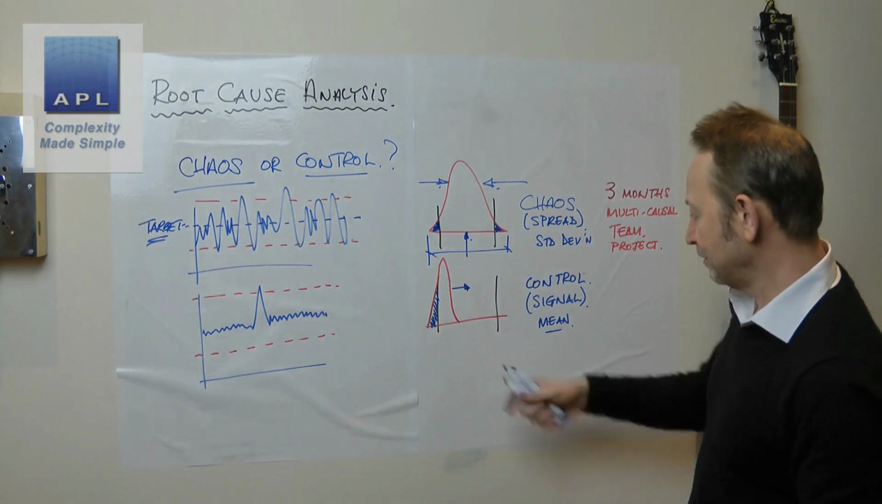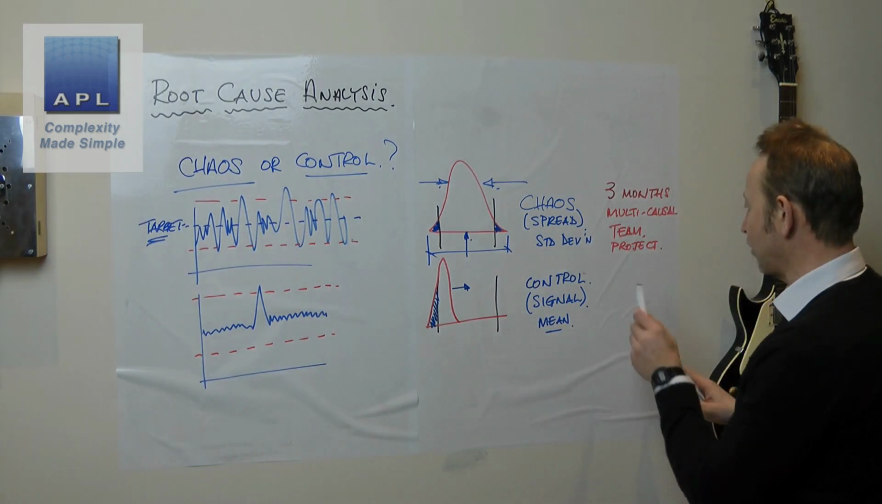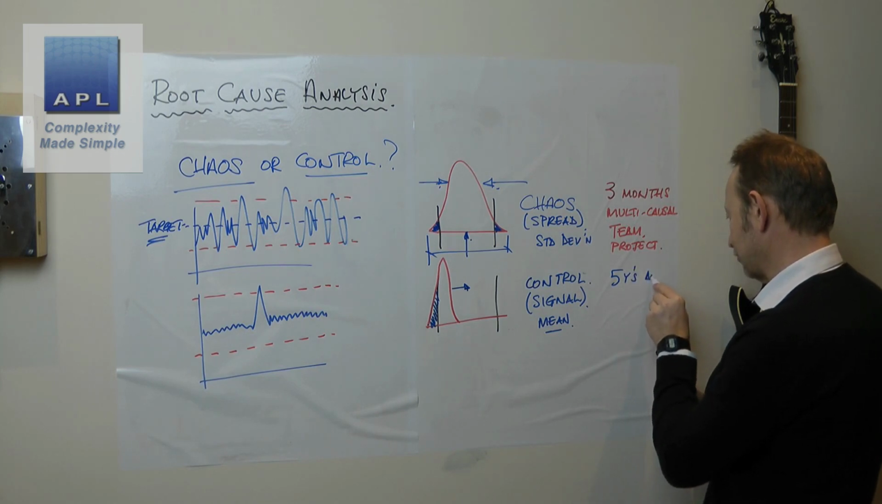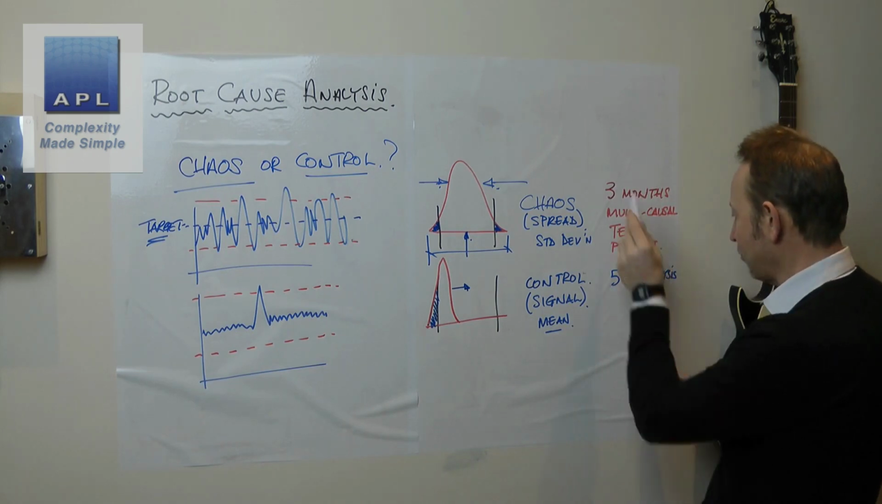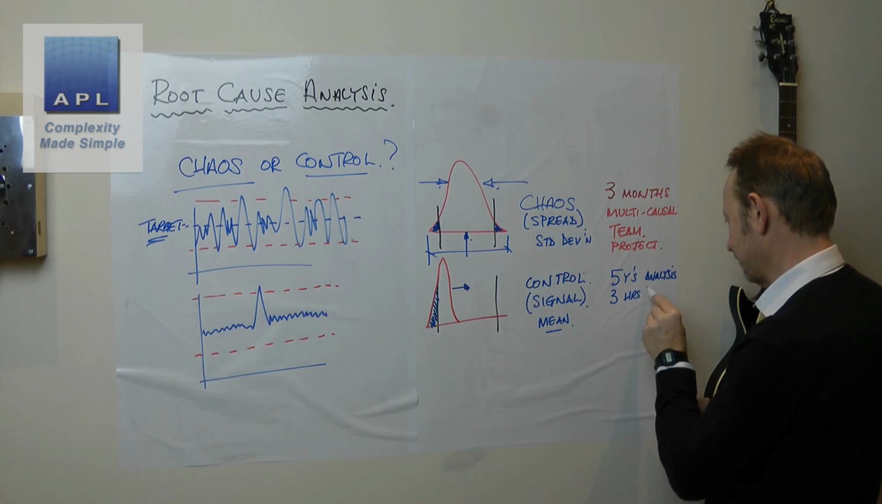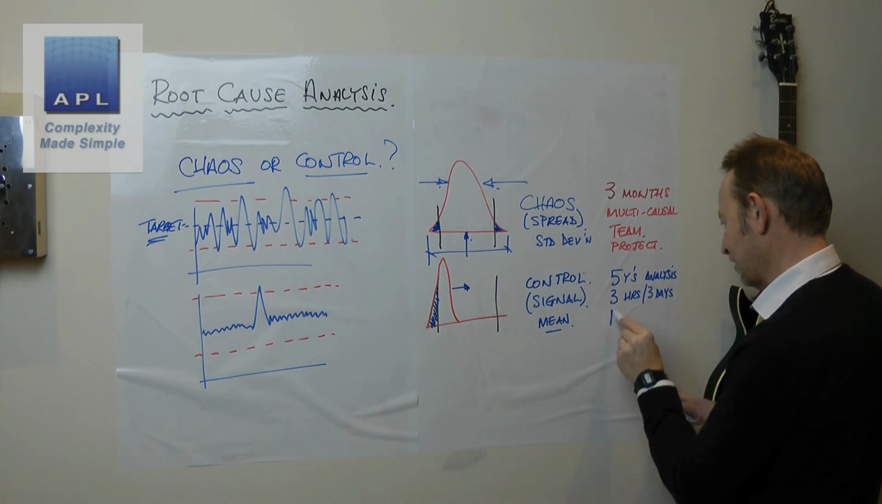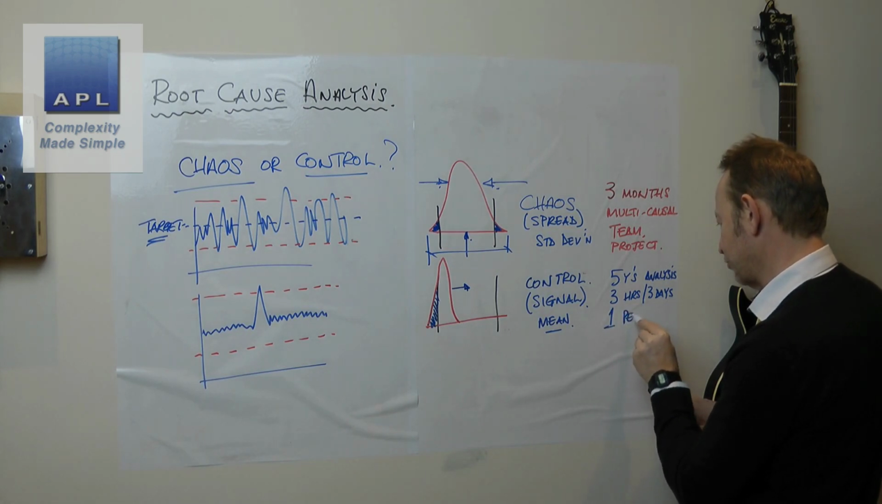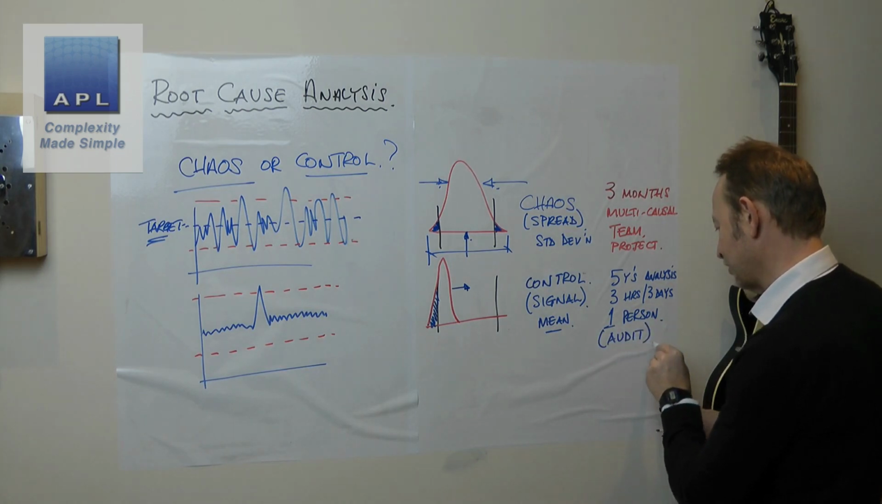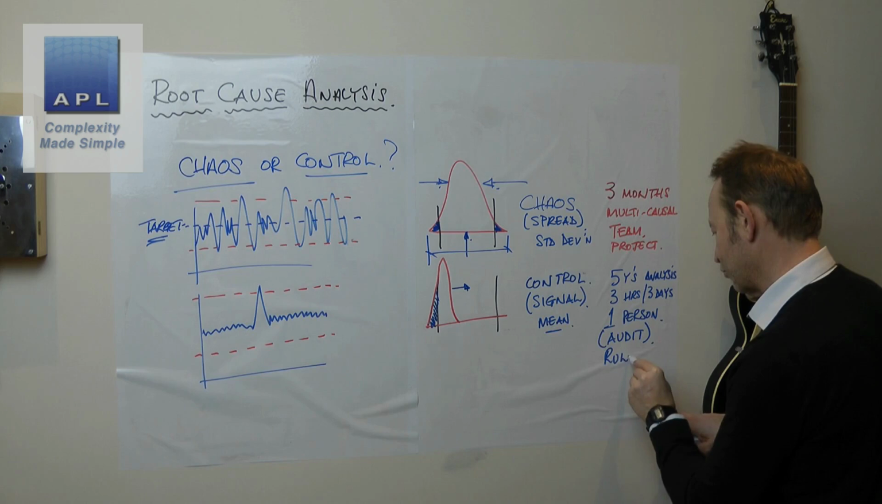This, on the other hand, well, this is where you can do your 5 whys. So maybe you can do your 5 whys analysis. It's very quick to do this. This won't take 3 months. It might take 3 hours. It might take 3 days. And usually one person can do the investigation, and it is often just an audit of all your rules.